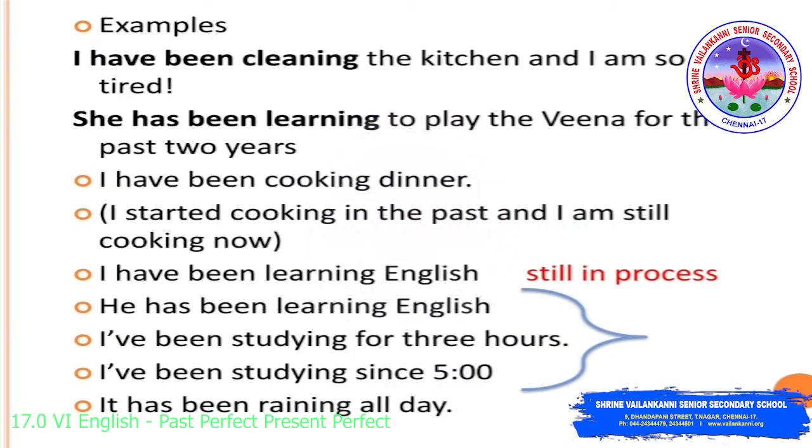Examples. I have been cleaning the kitchen and I'm so tired. That is, I've been cleaning the kitchen for 2 hours and I'm still cleaning. So, from the past till present, I'm cleaning the kitchen. So I'm so tired. She has been learning to play the veena for the past 2 years. She's learning till now.